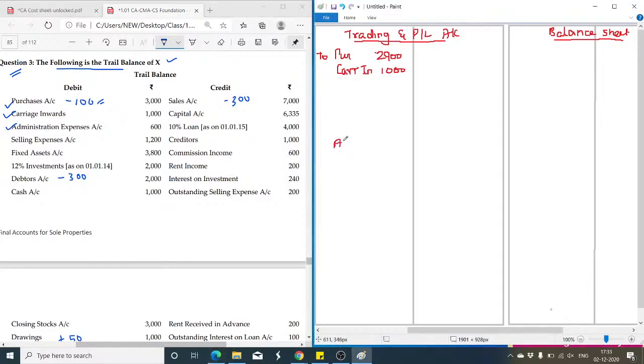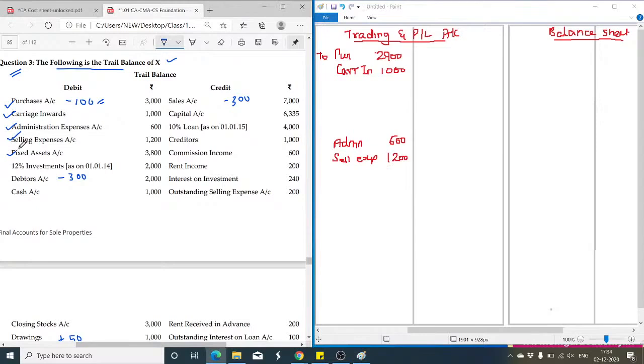Here admin expenses account is there. Admin expenses, actually 600 rupees, we have no adjustments. I directly post here. Selling expenses 1200. Of course, I don't have any adjustments here. So I'll post here 1200 rupees, debit side of the P&L account.